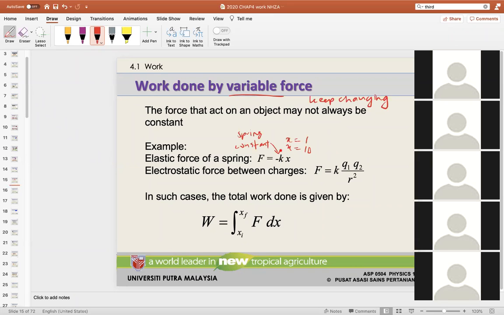Because before this in school, we learned it as F equals kx. Okay. So actually, there's something new to learn. Okay, so actually, this is your spring, right? Okay, sorry, the spring is ugly.